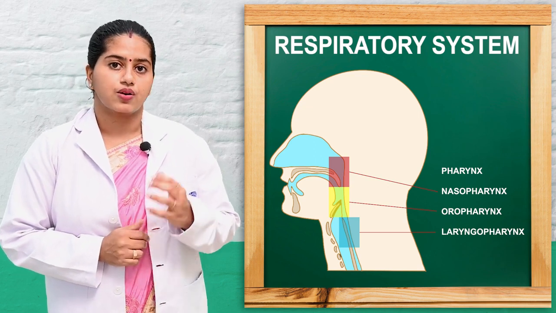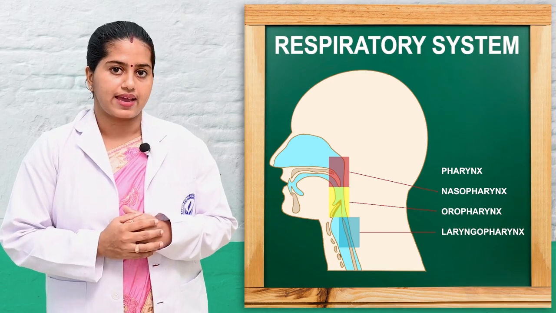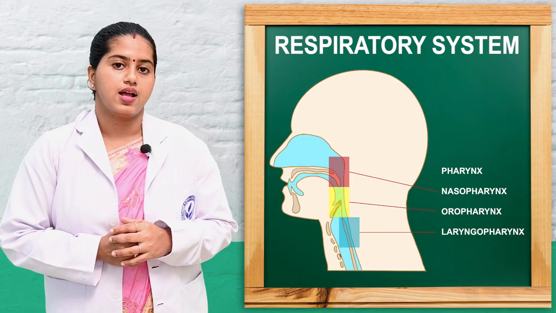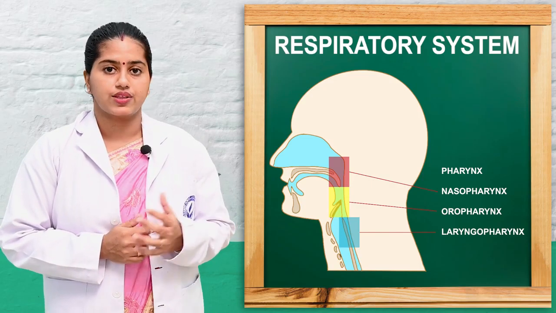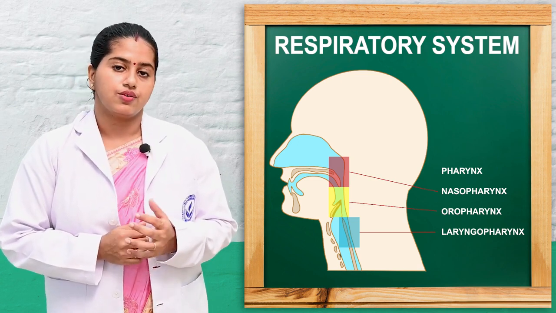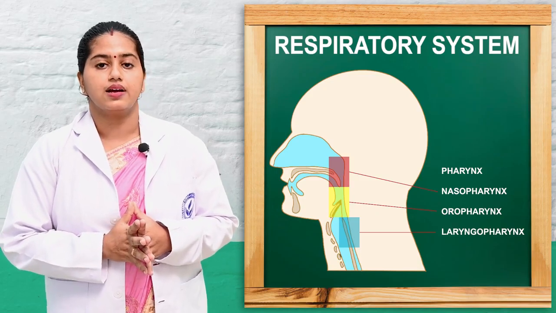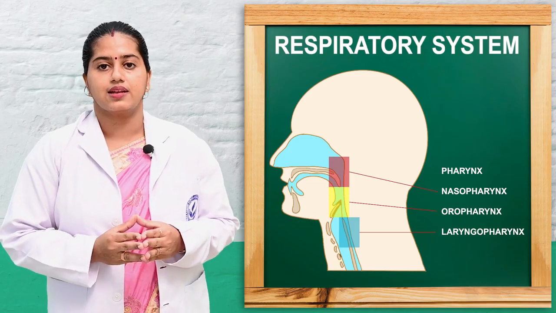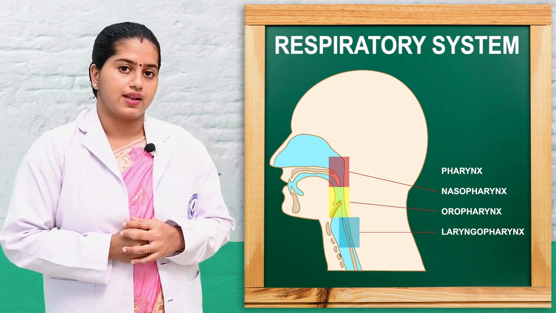Next is the oropharynx. The oropharynx is the middle portion, behind the oral cavity, for the passage of food. Next is the laryngopharynx, which connects with the oropharynx, and this is mainly for the conduction of air and food. The pharynx mainly has layers: a pseudociliated layer, a mucus layer, a fibrous layer, and connective tissue layers.